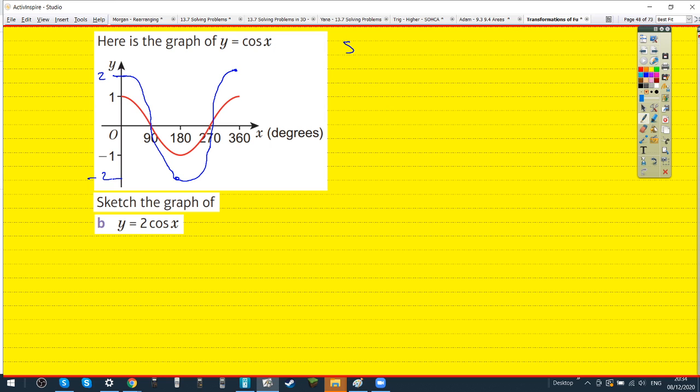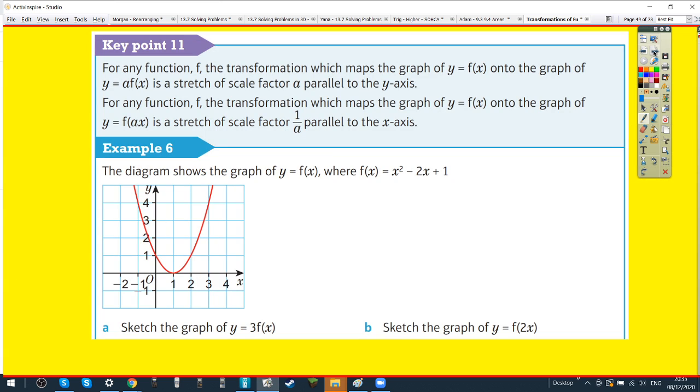The y-axis is doubled. I'll multiply by 2. If it's times a number, it's a stretch. Which direction was it? X or Y? The y-axis. Y direction. Scale factor of 2. Yeah. Okay.